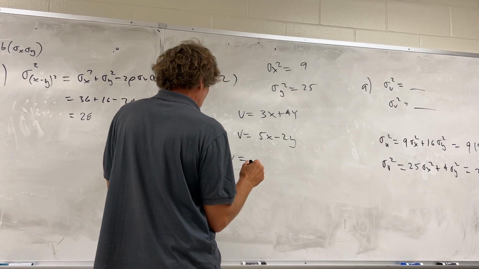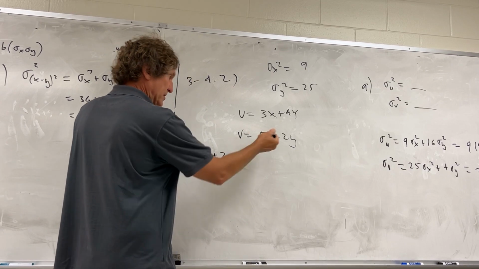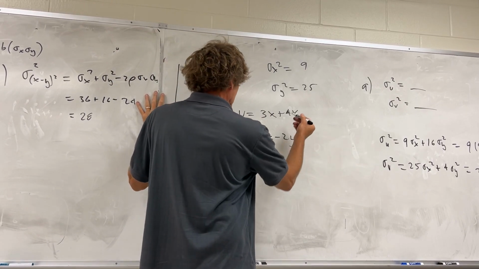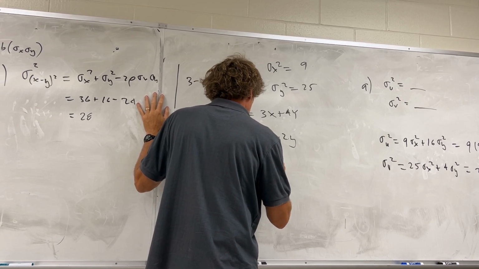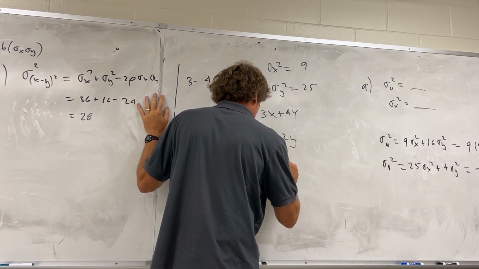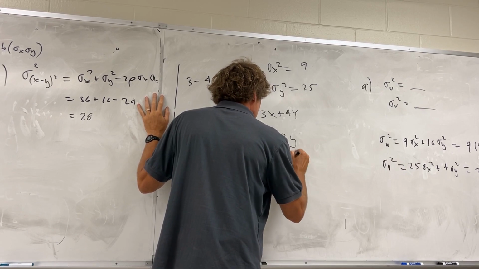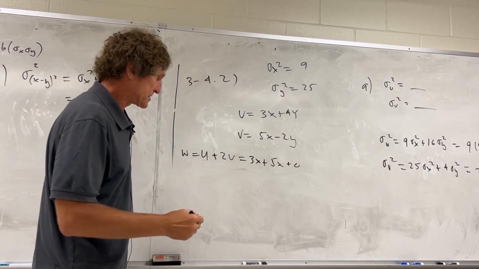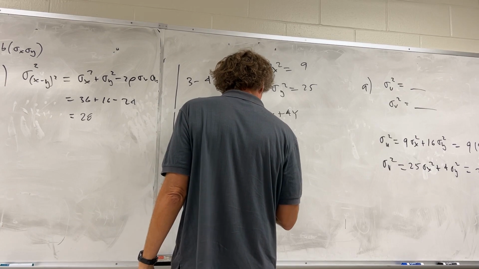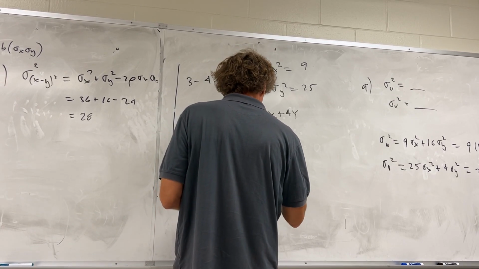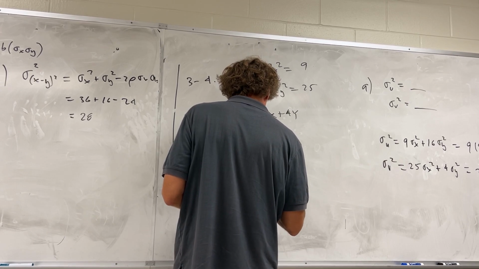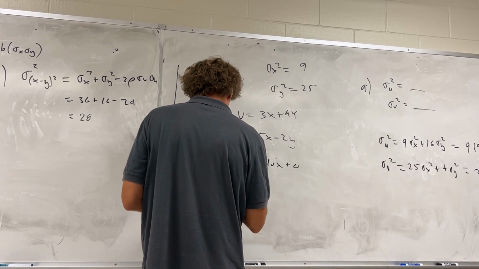Pardon me? U plus 2. I'm sorry, plus 2v, you're right. So this is going to be, it'll kill this out, so I have 3x plus 5x, and then plus 0 when you add them together. So this is going to be a total of, no, 10. This is 10, yeah. So it'd be 13x is equal to w, right?